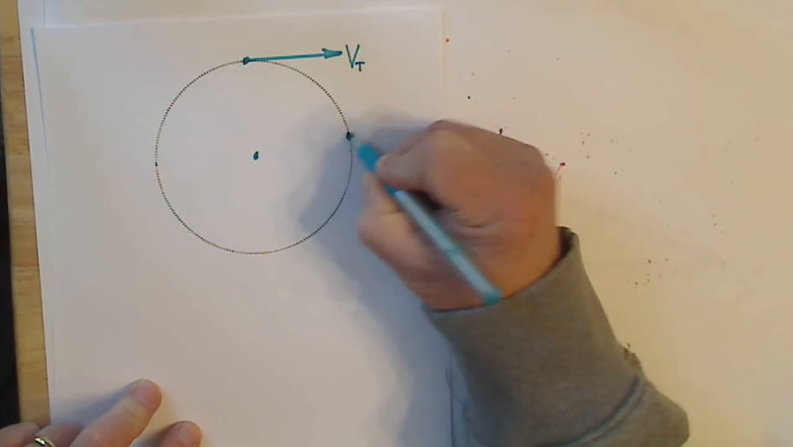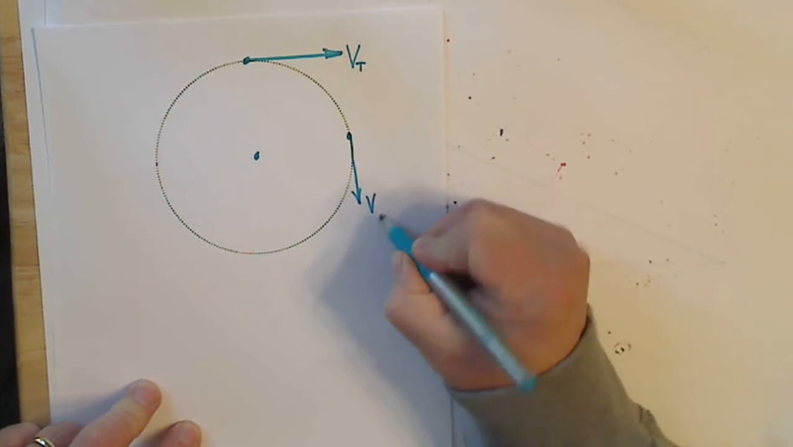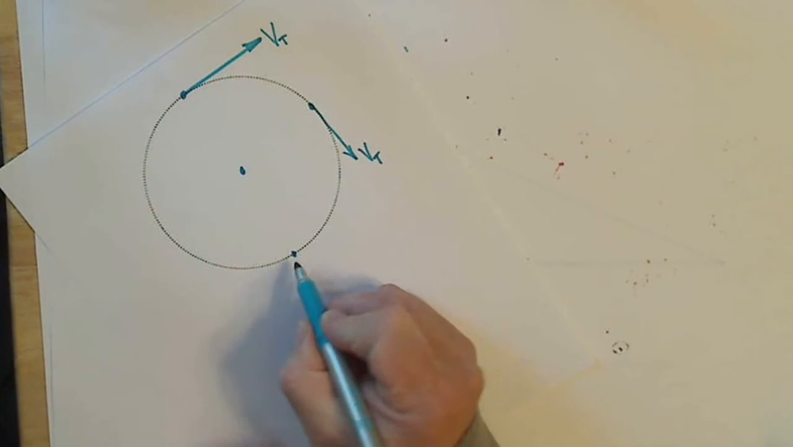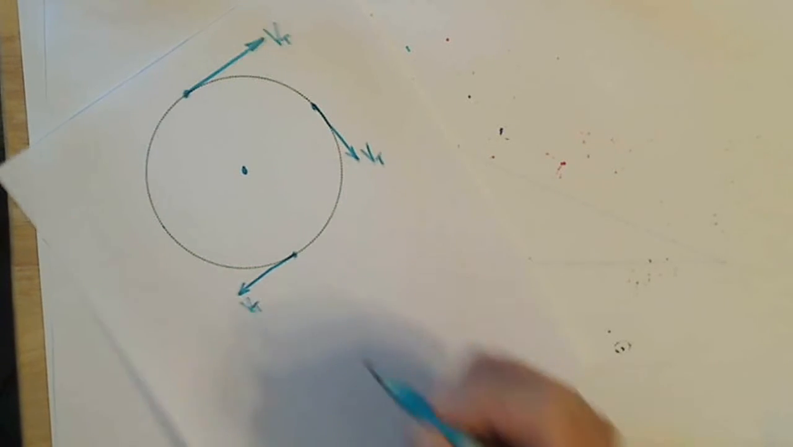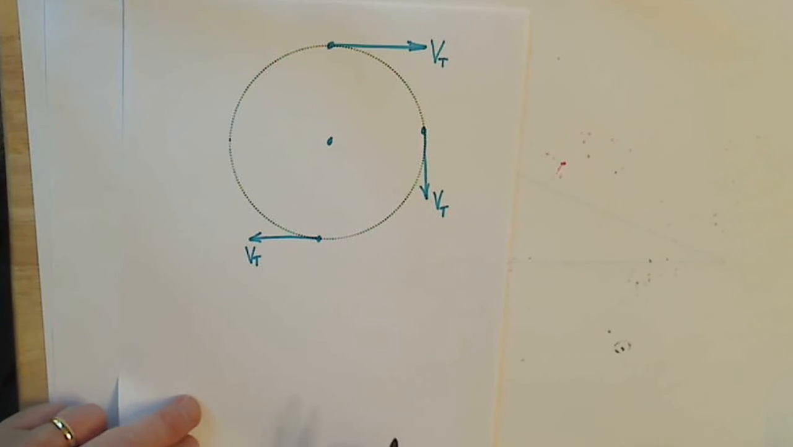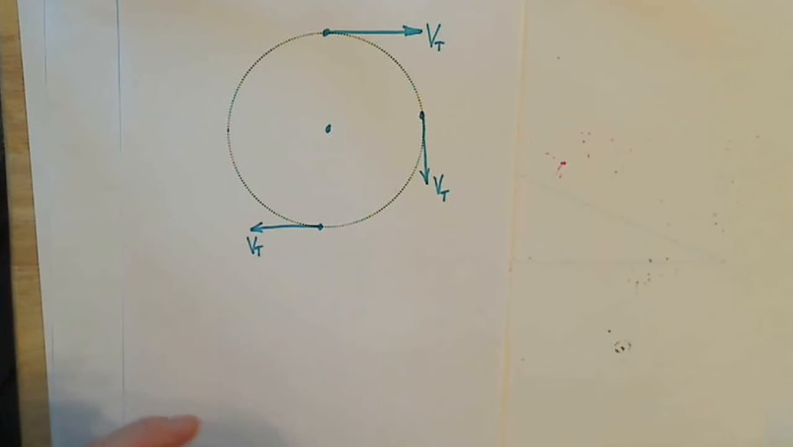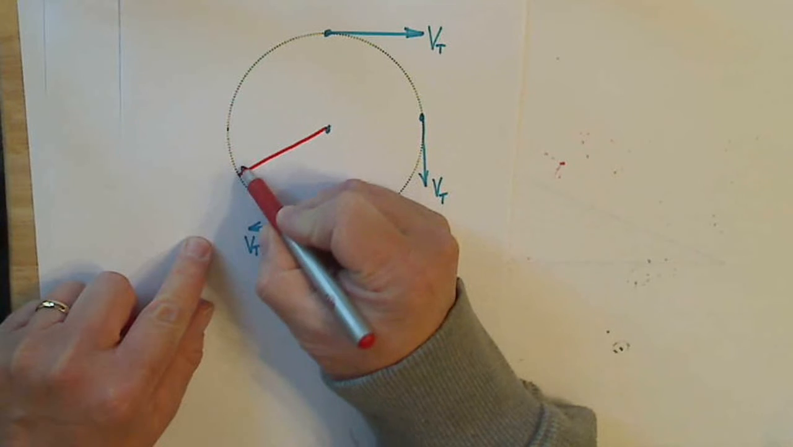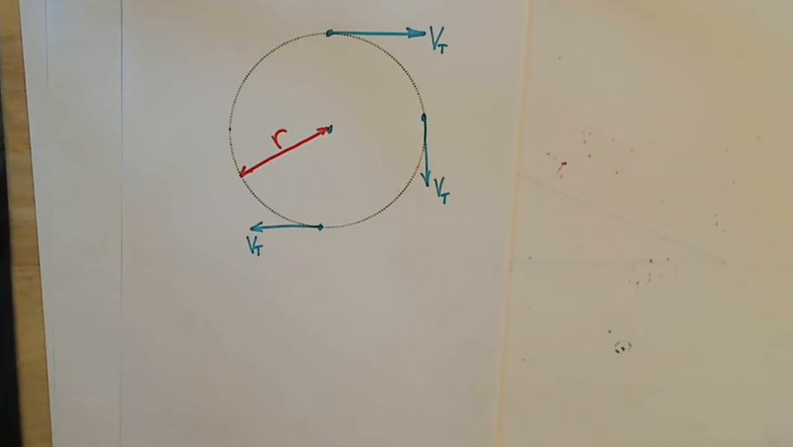When the object is over here, its velocity is at a tangent right there. So it's called the tangential velocity. When the object is over here, it has a tangential velocity. Okay? Now, the way to calculate tangential velocity is you've got to think about this. Every good circle, of course, is defined by its radius. So we have a radius of our circle.